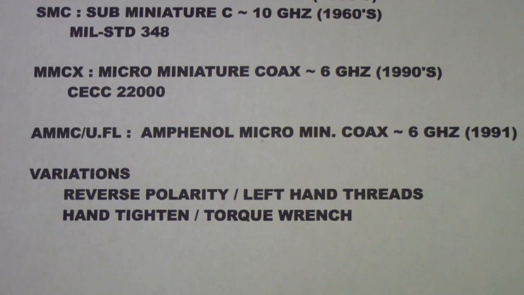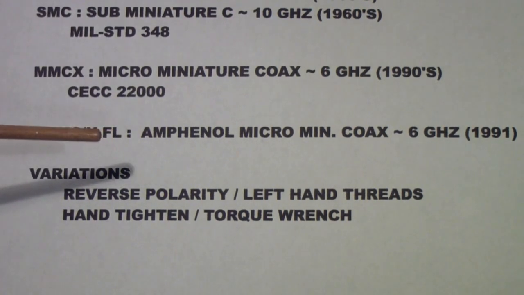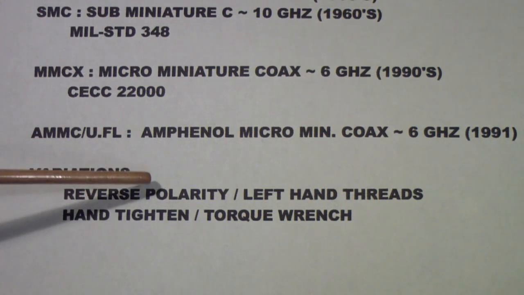Anyway, it's been more than 10 years since they allowed the patent to expire, and as a result, a number of other companies, including Amphenol, make it. UFL is the designation that the original company used for this. I do not know what UFL stands for. I've been told the U stands for ultra, but nobody seems to know what the FL means. If you do, you might put a comment in this video.